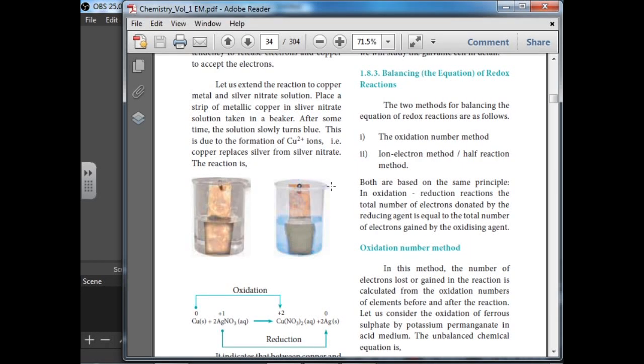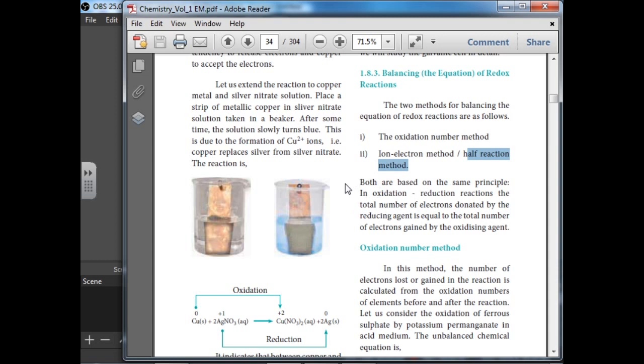Good morning, students. Last class we discussed how to find out oxidation number and types of redox reaction. So now we are going to a new topic, balancing of redox reactions. There are two methods for balancing the equations of redox reactions. One is the oxidation number method, another one is the ion electron method or half reaction method.